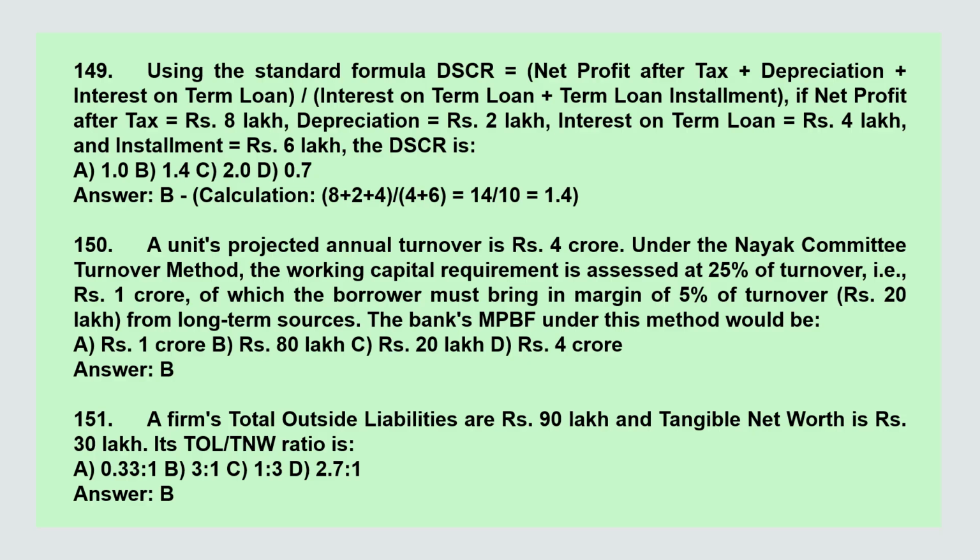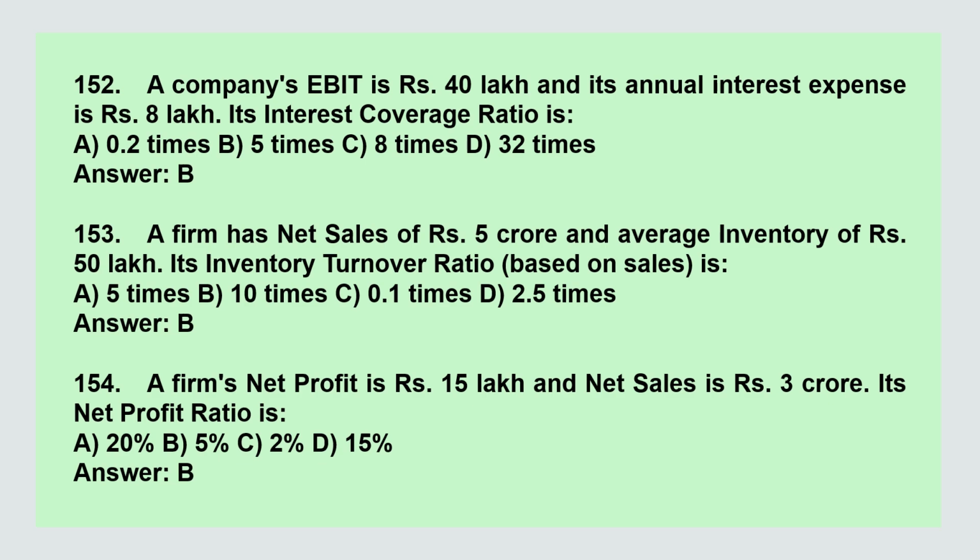A firm's total outside liabilities are rupees 90 lakh and tangible net worth is rupees 30 lakh. Its TOL/TNW ratio is answer B, 3 to 1. The company's EBIT is rupees 40 lakh and annual interest expense is rupees 8 lakh. The interest coverage ratio is option B, 5 times.